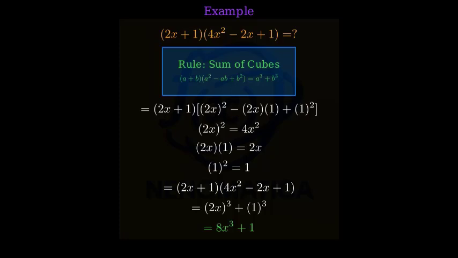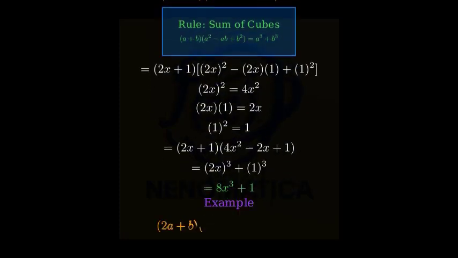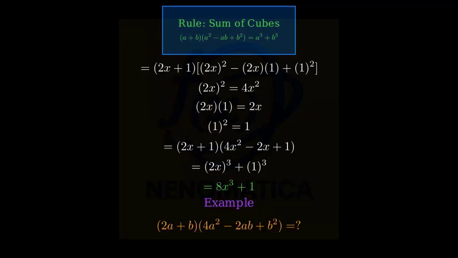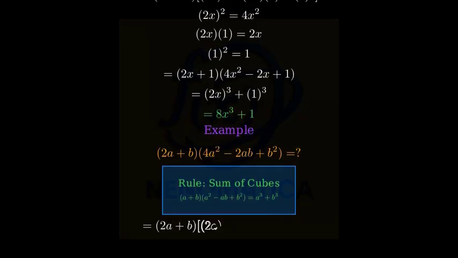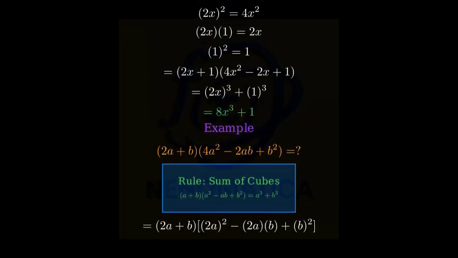Now, let's look at our second example. We need to multiply the expression 2a plus b, multiplied by 4a squared minus 2ab plus b squared. We can apply the sum of cubes identity where a equals 2a and b equals b. Let's substitute these values into our formula. We have a plus b, which is 2a plus b, multiplied by a squared minus ab plus b squared.